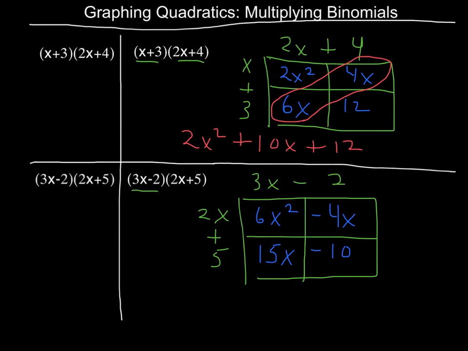And again, if I've done this well, then I should have like terms right here. And I see that I do. So I'm going to have 6x squared. And then negative 4x plus 15x gives me positive 11x minus 10. And that's the quadratic for that multiplying binomial. Okay, we're going to take a look at the next slide.